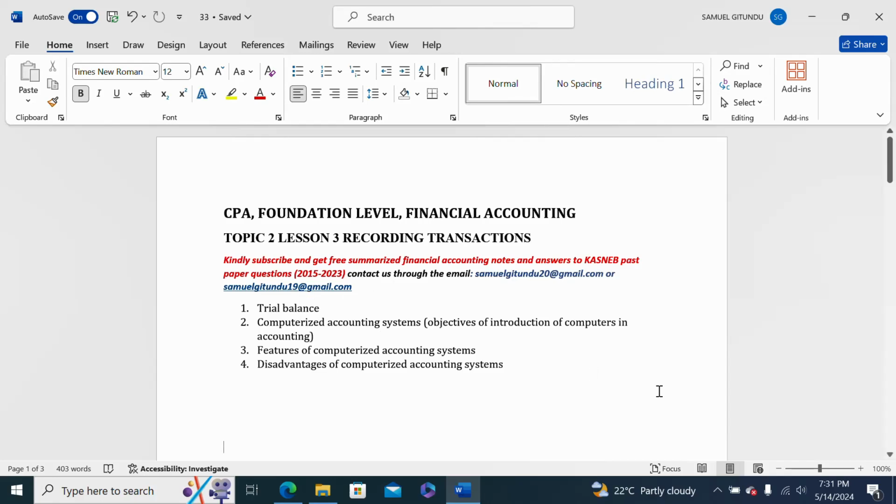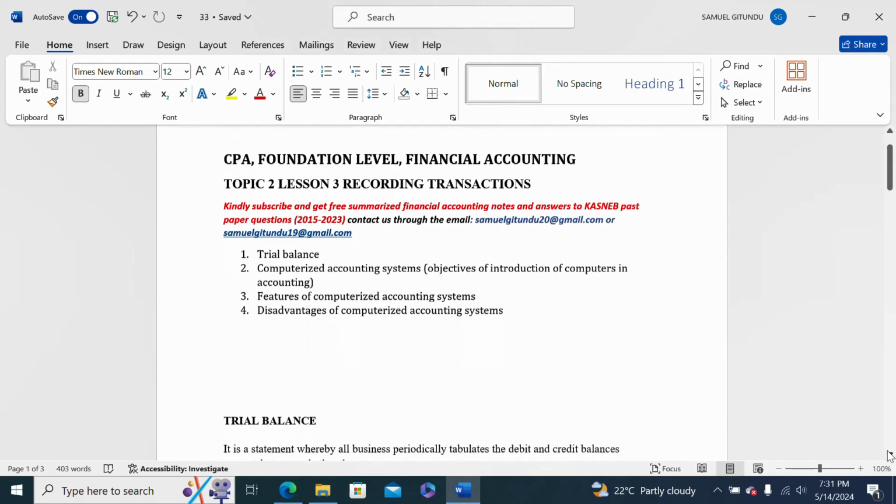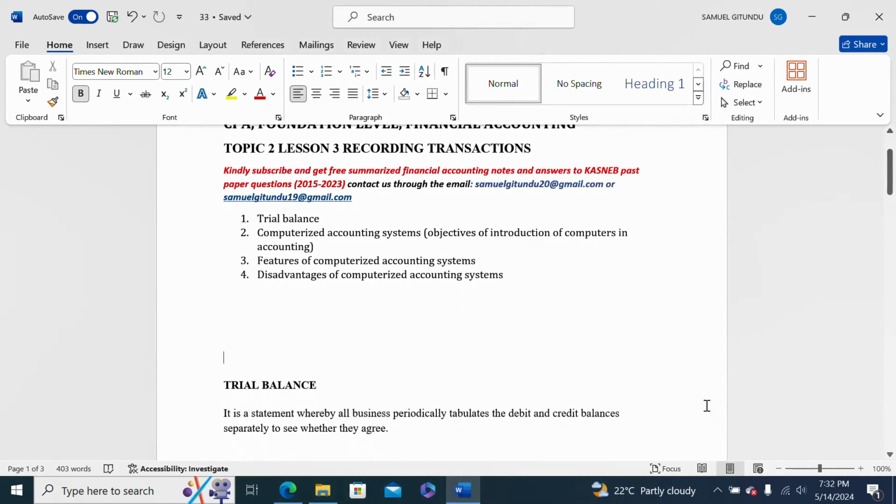So let us look at the trial balance. What is a trial balance? We say that a trial balance is simply a statement whereby all businesses periodically tabulate the debit and credit balances separated to see whether they agree. Remember, according to the principle of double entry system or duality, we find that a transaction is recorded on a debit side of one account and on credit side of another account.